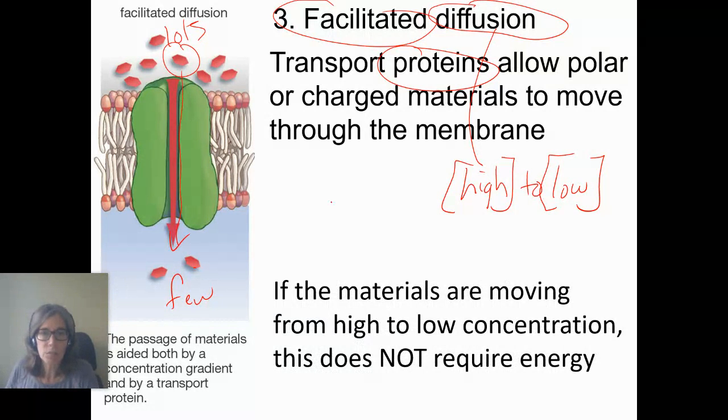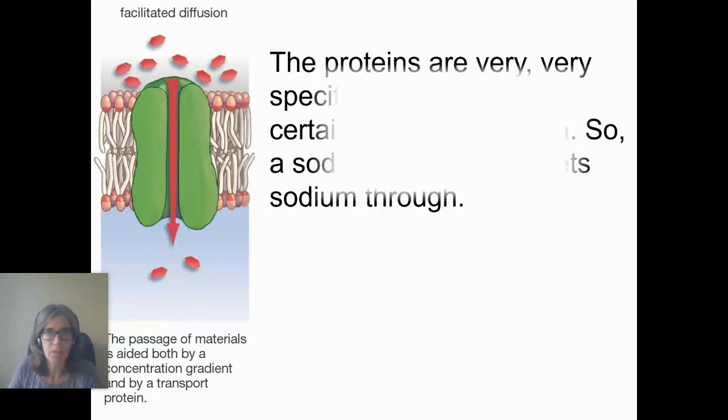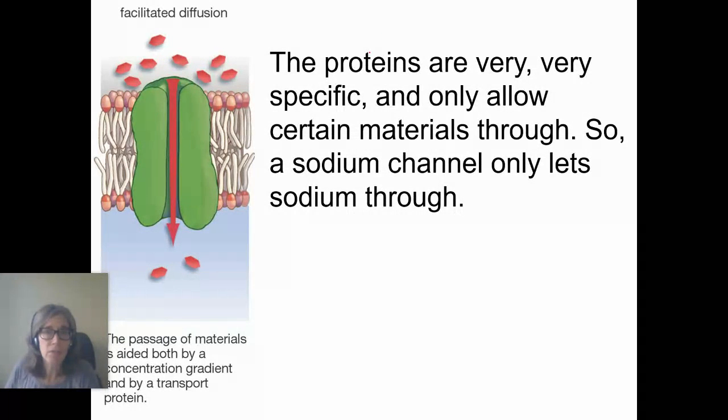So if the materials are moving from high to low concentration, then it's diffusion. This does not require energy, so no ATP input for this. The proteins are very, very specific. So this protein channel, maybe it's only allowing glucose through. It's not going to let any other material through. They're very, very specific, which means you can control them.